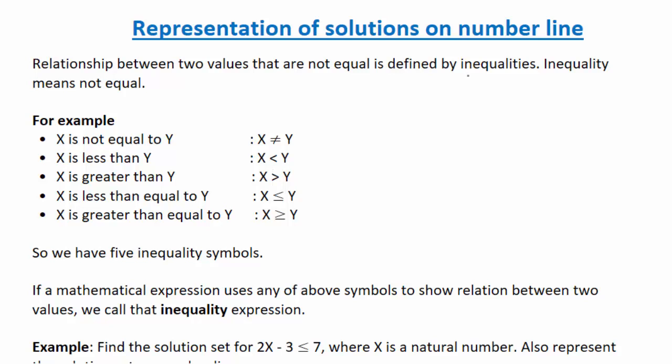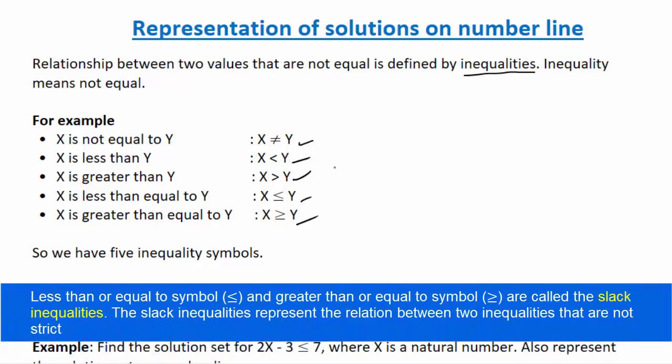Relationship between two values that are not equal is defined by inequality. Inequality means not equal. Suppose you are given two values x and y, and if they are not equal, we will write x is not equal to y. And if x is not equal to y, then there is a possibility that x can be less than y, or x can be greater than y, or x is less than but may be equal to y, or x is greater than but may be equal to y.